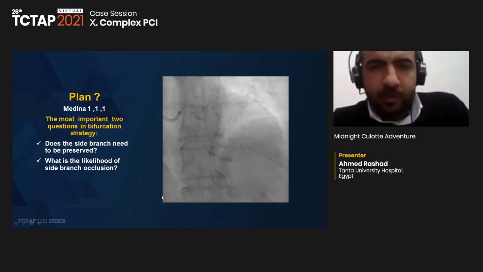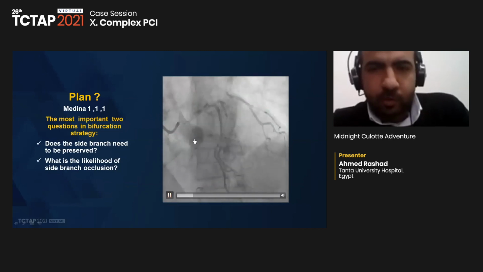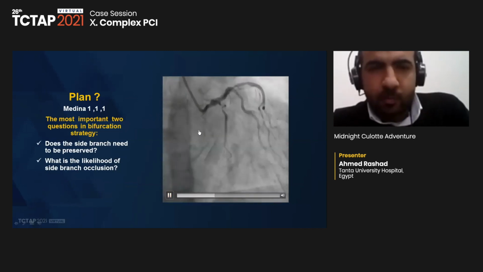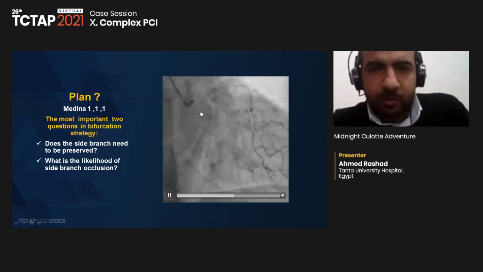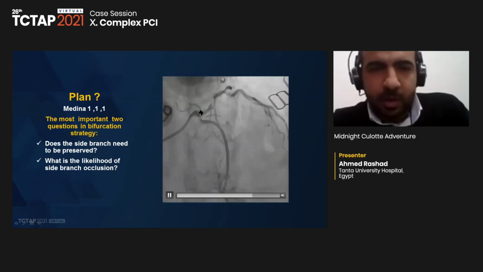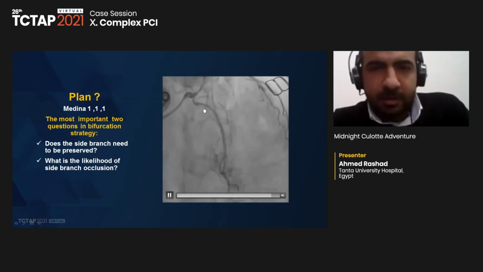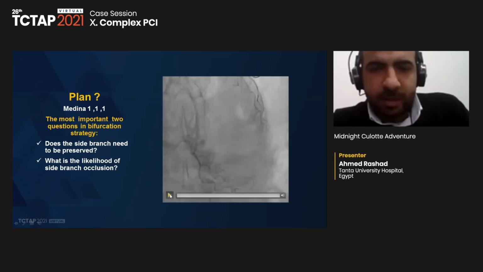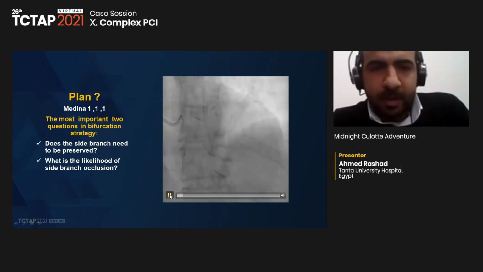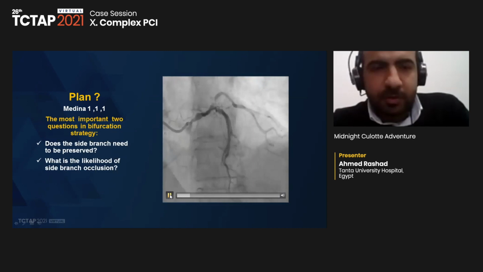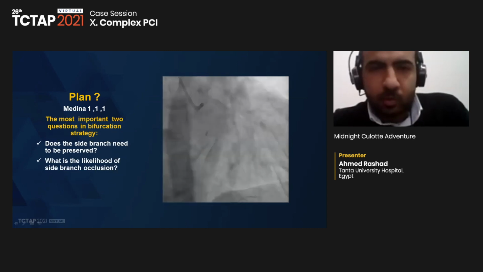We are in front of a bifurcational lesion, Medina class 111, and the two most important questions in bifurcational strategy are: does the side branch need to be preserved? And in this case, sure, yes. And the second question, what is the likelihood of side branch occlusion?